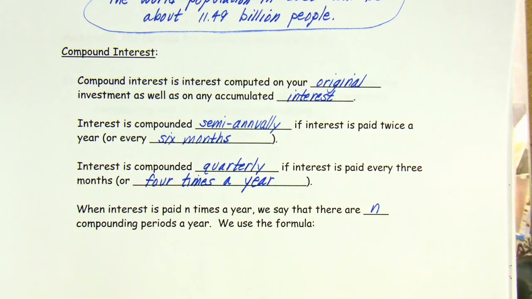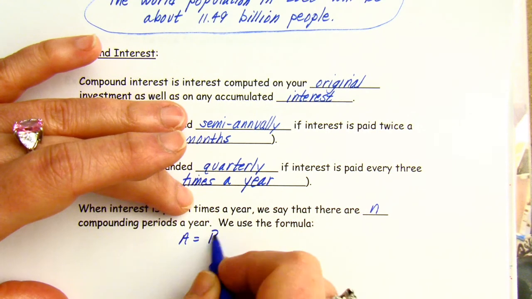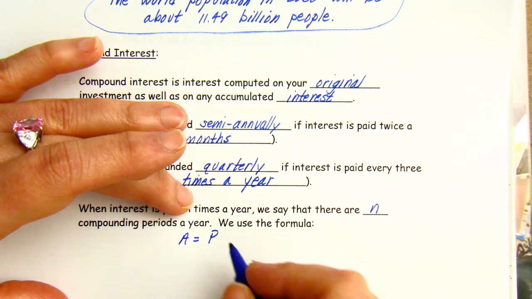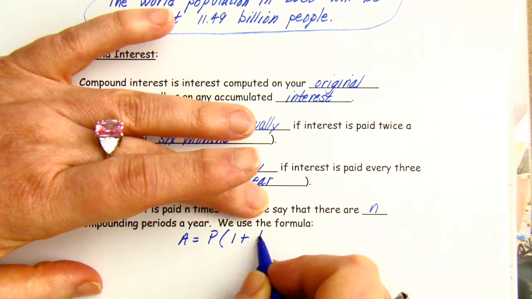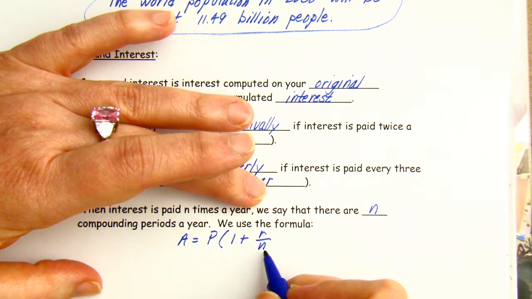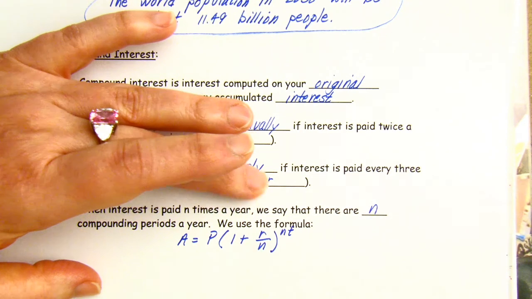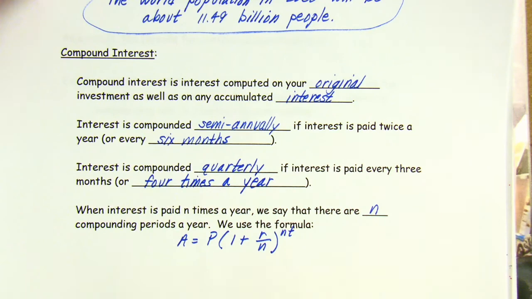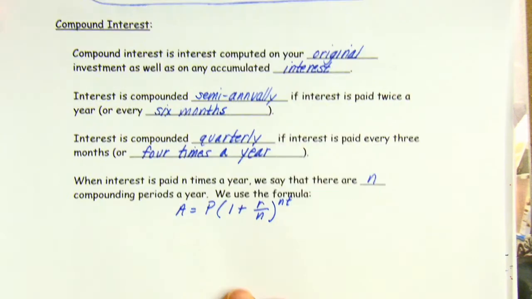And we use the formula A, the amount in the account, is equal to P, the principal amount invested, times the quantity, 1 plus r over n, r being the interest rate, n being the compounding periods, raised to the nt power, and again, n is the number of times interest is paid in the year, and t is our time in years. So we're going to identify all these variables down here at the bottom of the page.